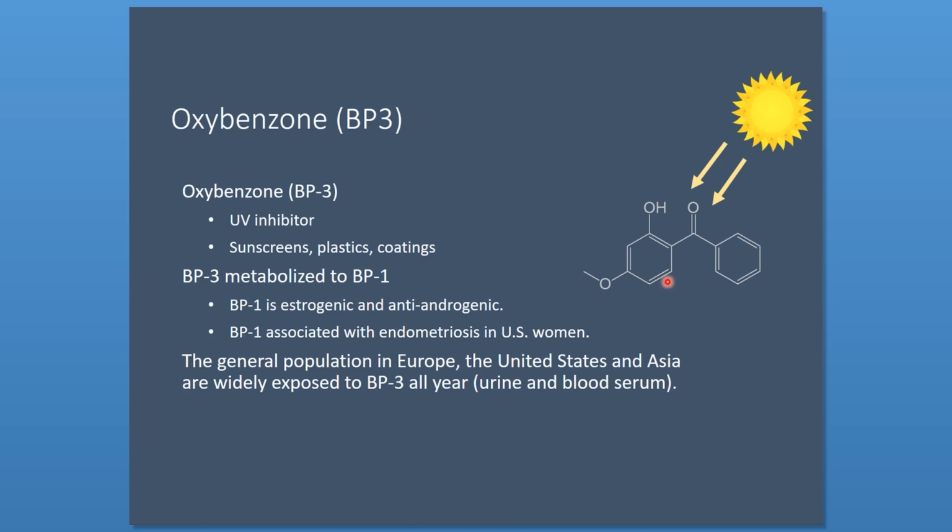It's also put into plastics and coatings to protect them from UV damage, like you can imagine a coating on a piece of furniture. This compound, which we also call BP3, is metabolized to a compound called BP1. And that BP1 is the one that is probably of more concern. There are more health concerns associated with that compound.